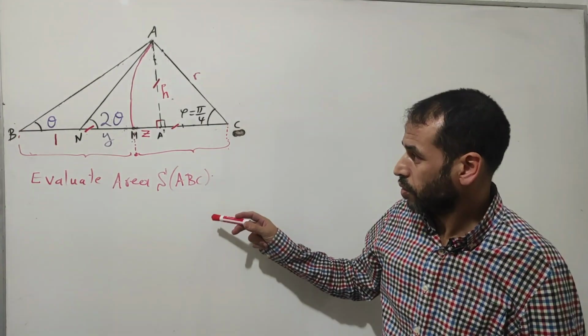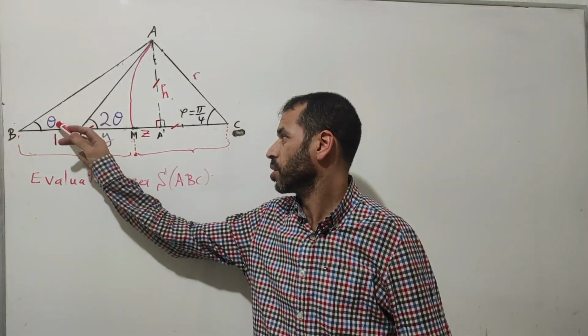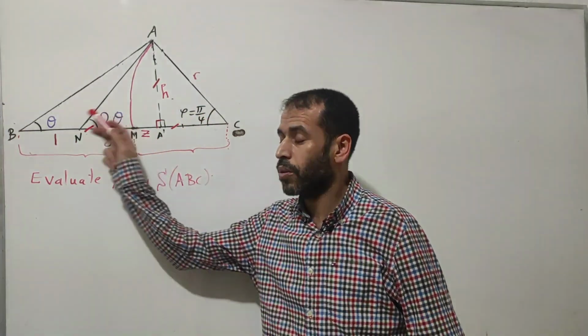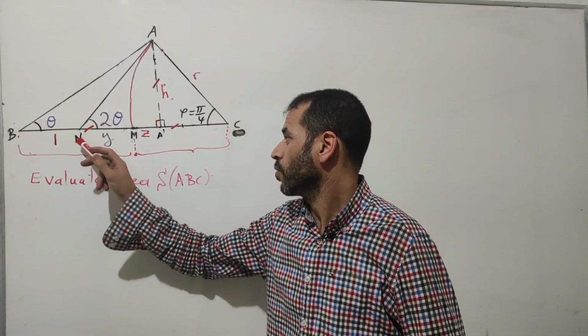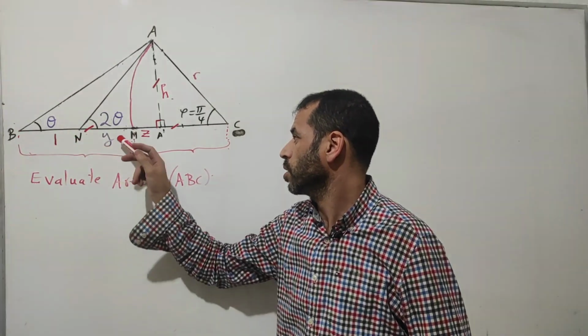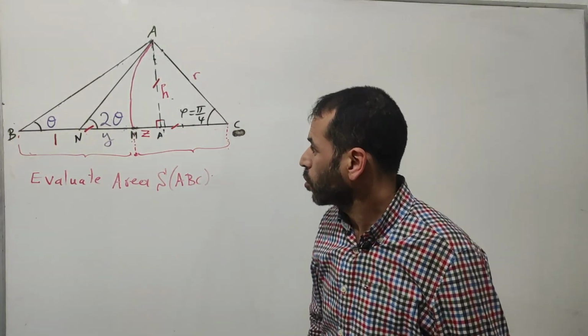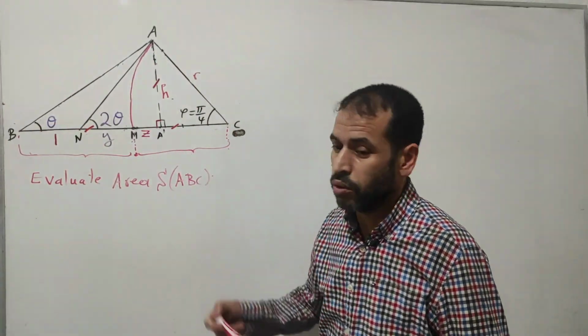Also we have the following information on this triangle. We have the angles theta, double theta. We have phi equals pi over 4, and we have the following distances. From the point B to N equals 1, from the point N to M equals y, from M to A prime equals z. Now our goal is to evaluate the area of the big triangle ABC.